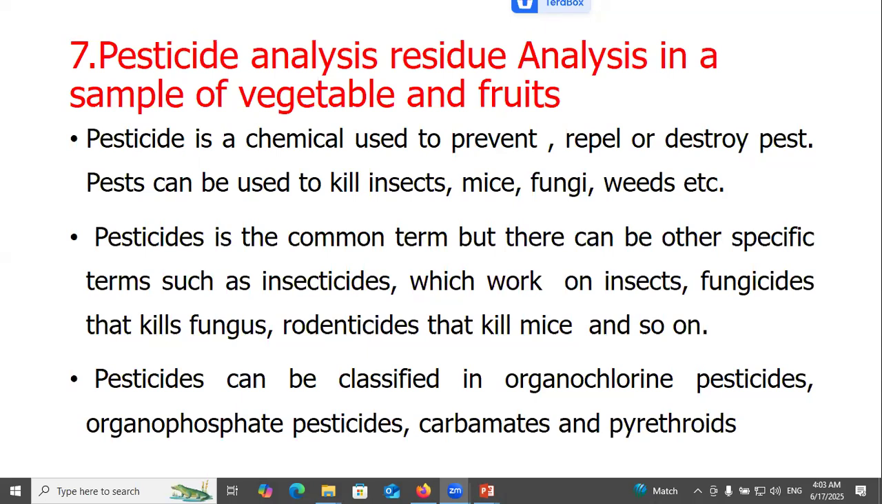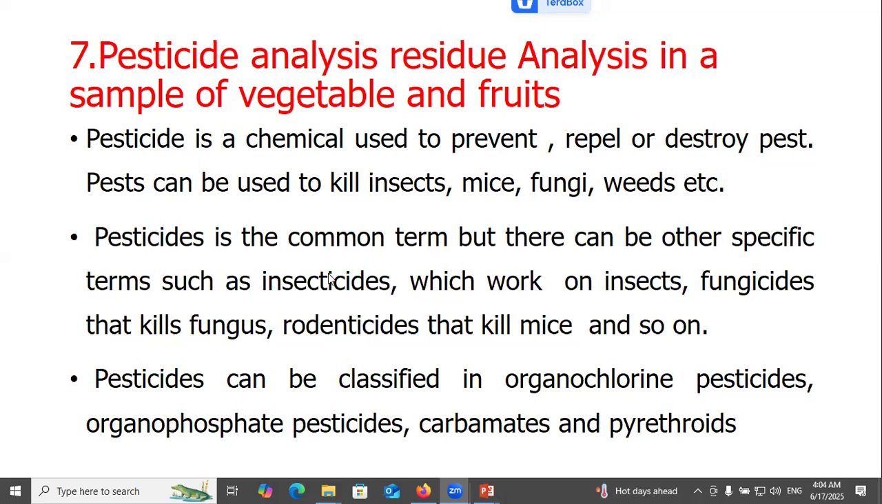Hello, good morning. Pesticide residue analysis in a sample of vegetables and fruits. Pesticide is a chemical used to prevent, repel, or destroy pests. Pests can be insects, mice, fungi, weeds, etc.